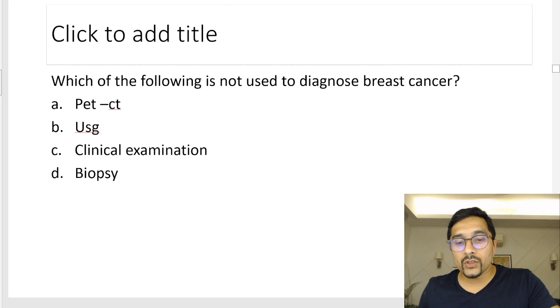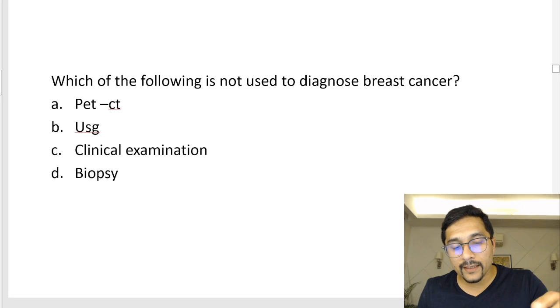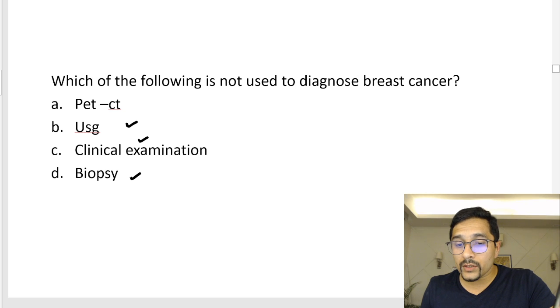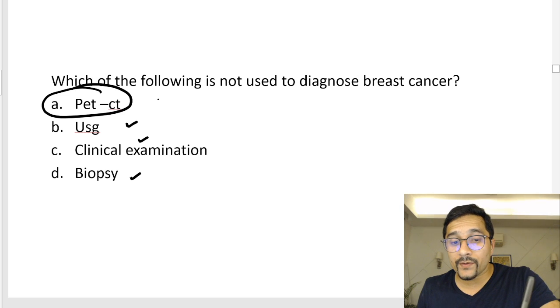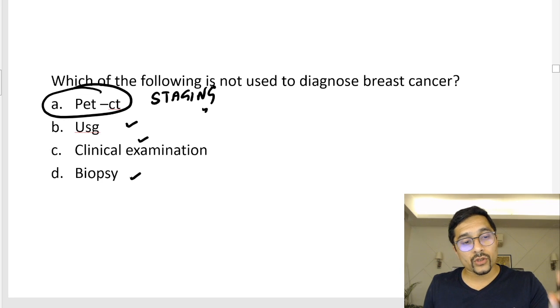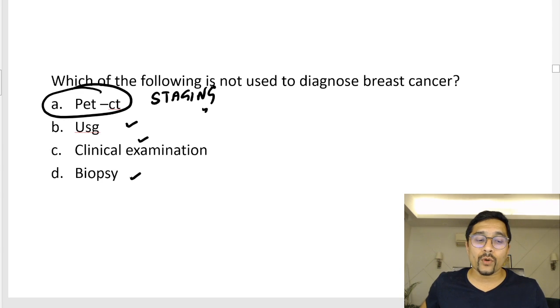Which of the following is not used to diagnose breast cancer? So ultrasound, clinical examination and biopsy all are utilized. PET-CT is for staging. It is not for diagnosis. You should know this. PET-CT, the isotope used is 18 FDG, which has a half-life of 109 minutes.